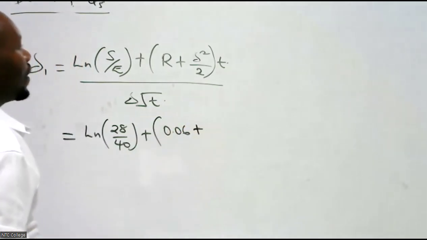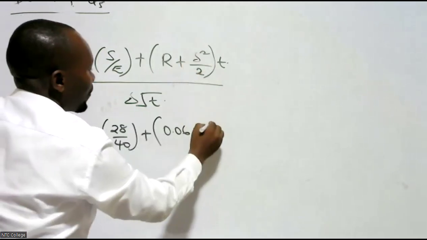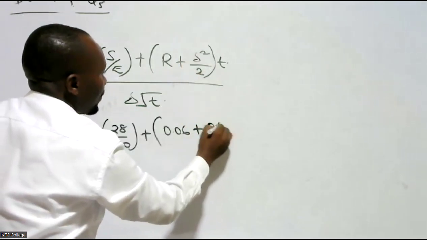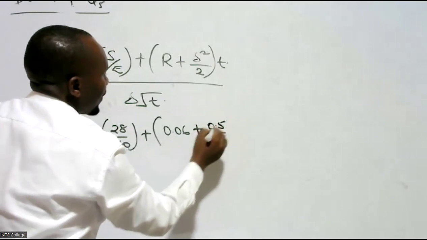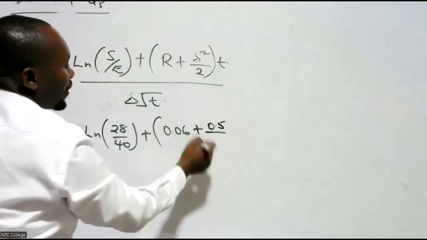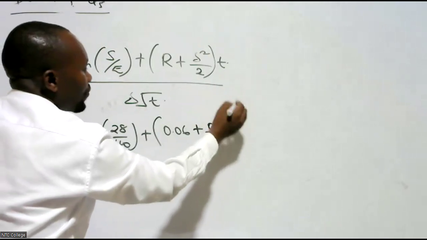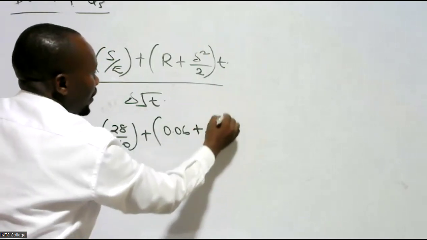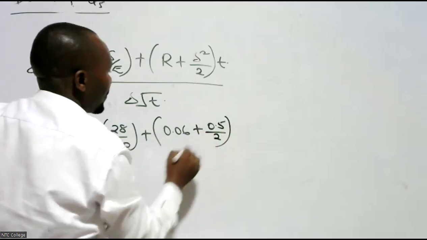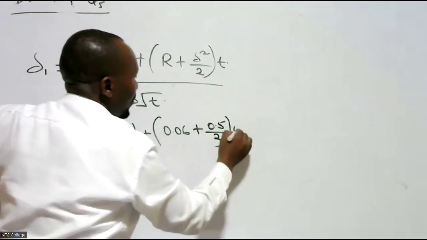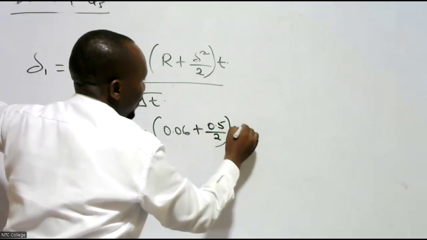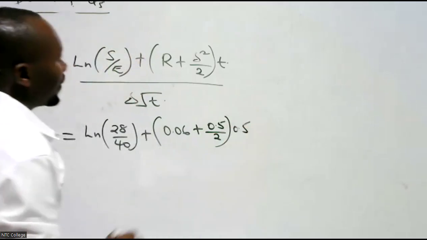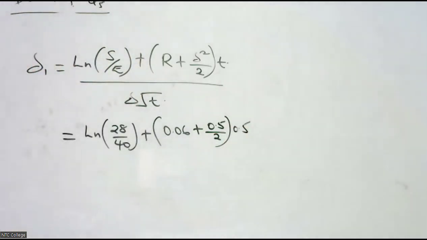Plus, here we are given variance already, so you don't need to change it again. It is already variance. So have it like that. You don't square it again. If this was standard deviation, then now you square it. But because it is variance, it is already squared. Over 2 into time. Time, we say that is 0.5. Is that correct?